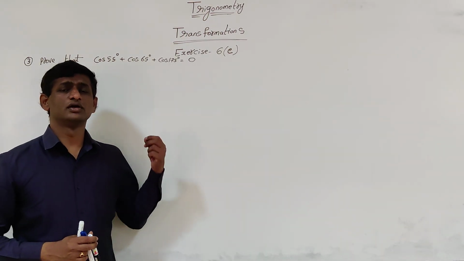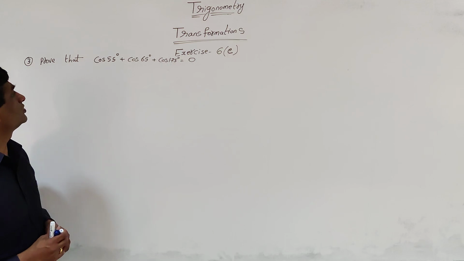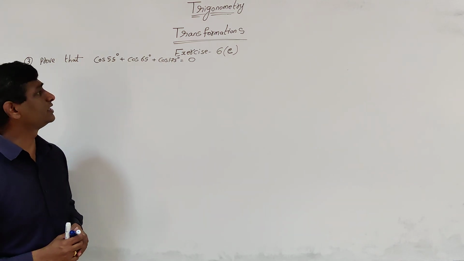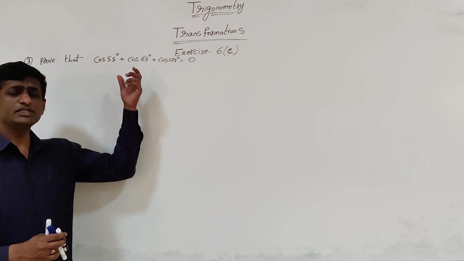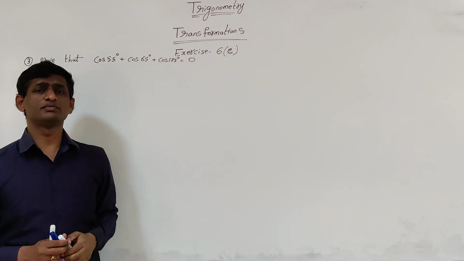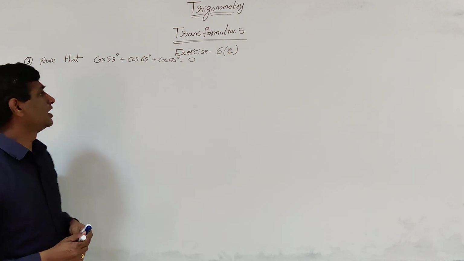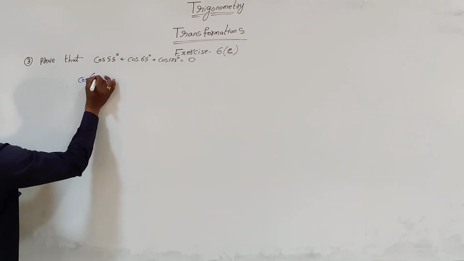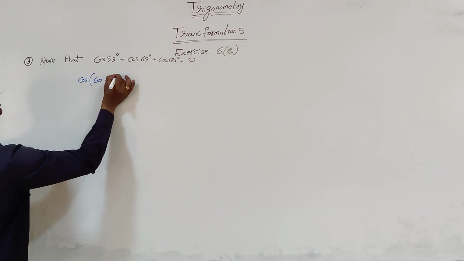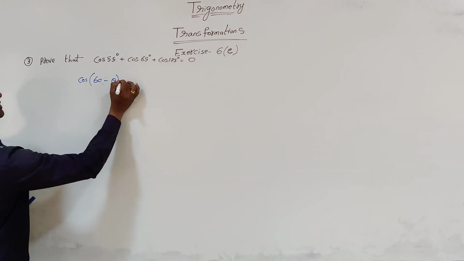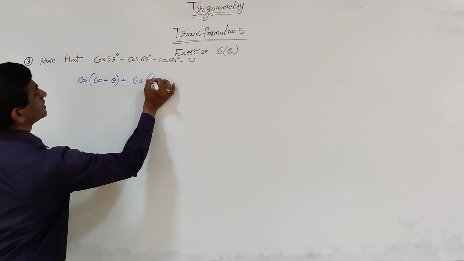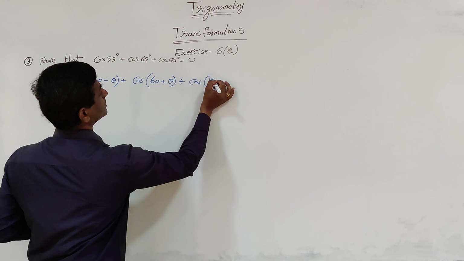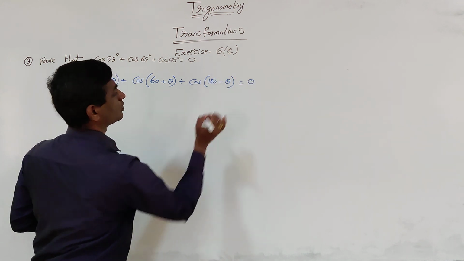Next problem is problem 3: prove that cos 55 plus cos 65 plus cos 175 degrees is 0. This type of problem we have already learned in the previous class. We have seen one theorem: cos of 60 minus theta plus cos of 60 plus theta plus cos of 180 minus theta is always 0.